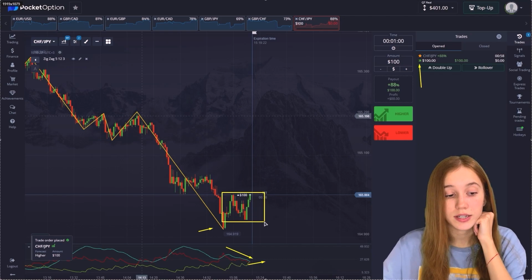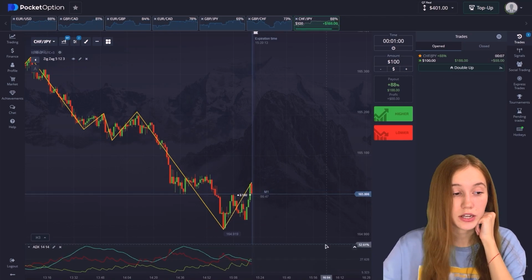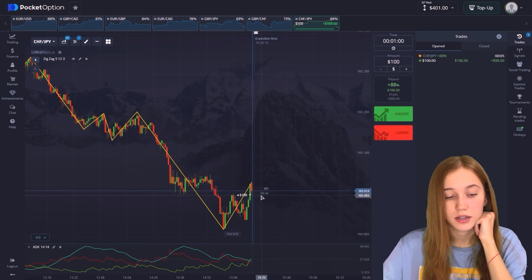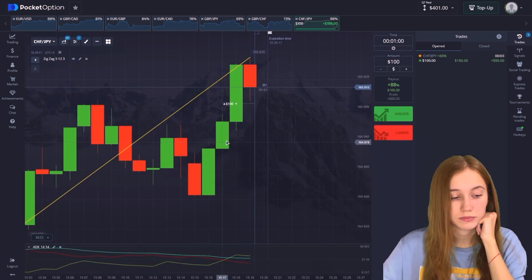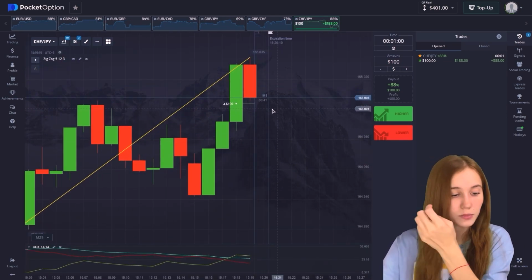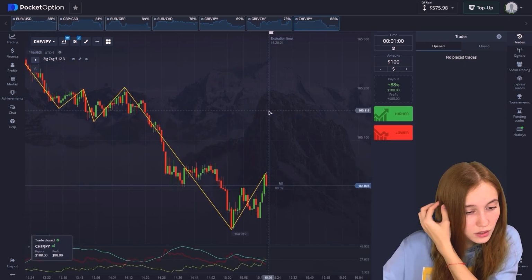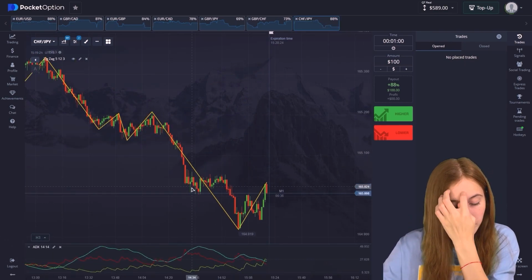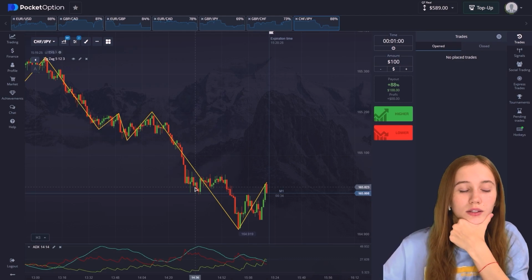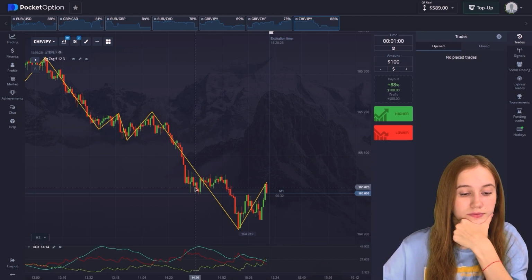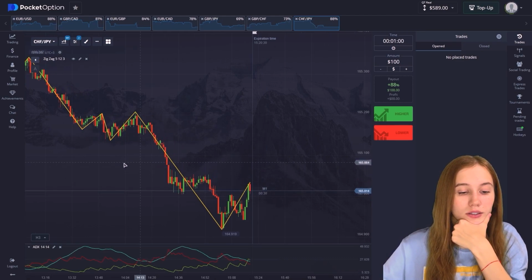Intensity is decreasing. We see consolidation. There are 5 seconds left, and we zoom it. Yeah, plus deal. Profit is $88. Good.